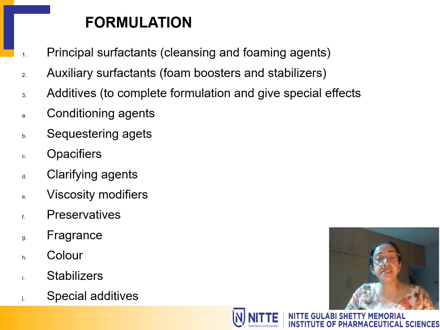Then we have the various additives. So you have different kinds of additives depending upon the proposed effect of the shampoos. So you have conditioning effects, sequestering agents, opacifiers, clarifying agents, viscosity modifiers, preservatives, fragrance, color, stabilizers and some special additives. All these additives are not necessarily required to be present in a shampoo. As I said, it depends upon the particular function of the shampoo.